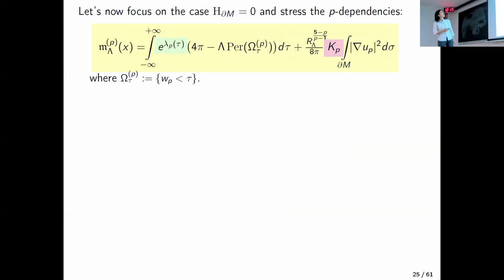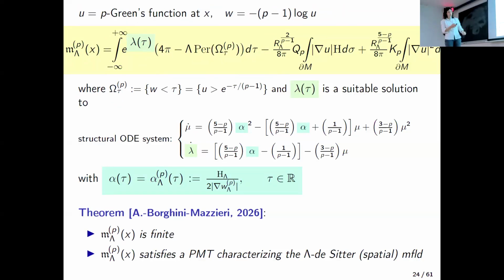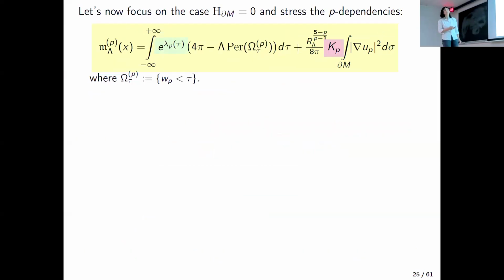So let me now rewrite the p-harmonic mass in the same setting, but supposing that the boundary of M is minimal. Okay, so there is this term here that cancels. So in the case where the boundary of M is minimal, my p-harmonic total mass is this. It contains all the same ingredients. There is this lambda function. I'll rewrite some things depending on p, because now it's really important for me to stress the dependence on p of these quantities, okay?